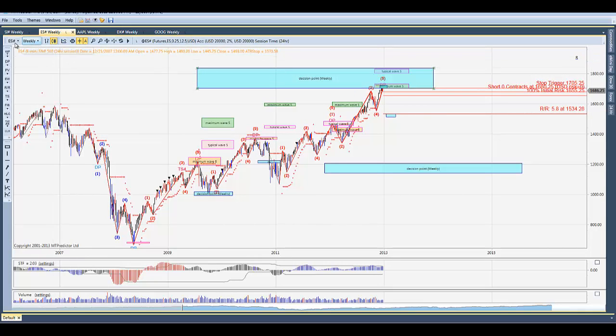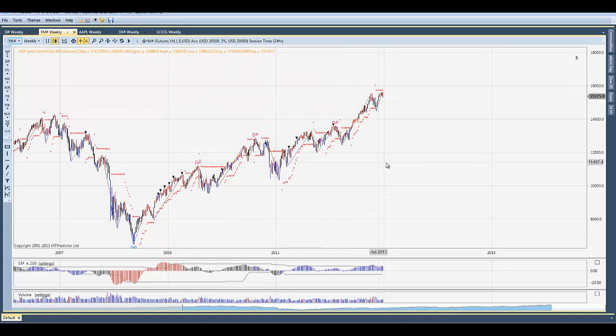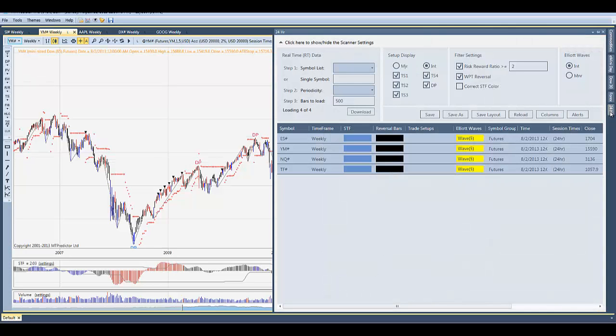Let me just switch this over to the Dow here. And if we look at the scanner, pulling the scanner in here for all our weekly charts of the E-minis, you can see the nice snapshot here, all the stock markets basically in wave 5 to the upside. And so basically all saying the same things, that they're due for a correction. We'll see.